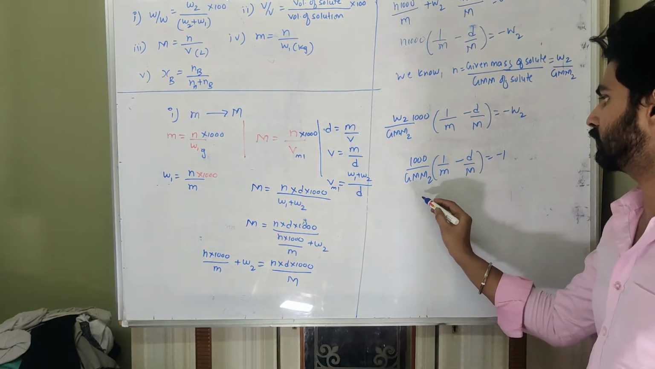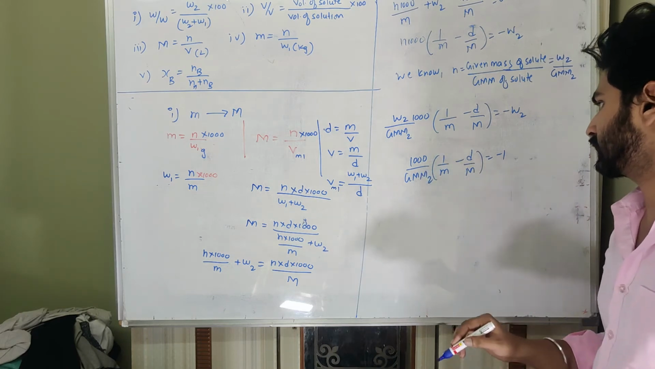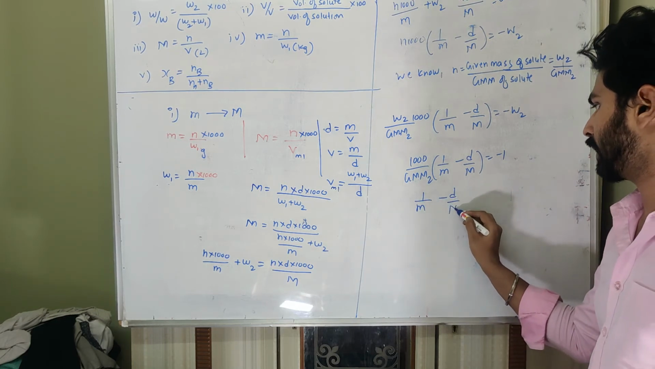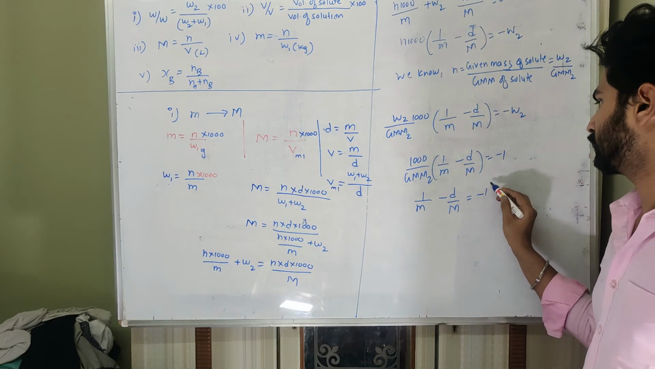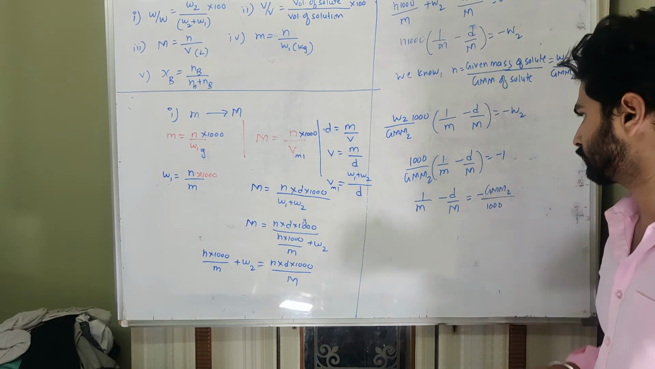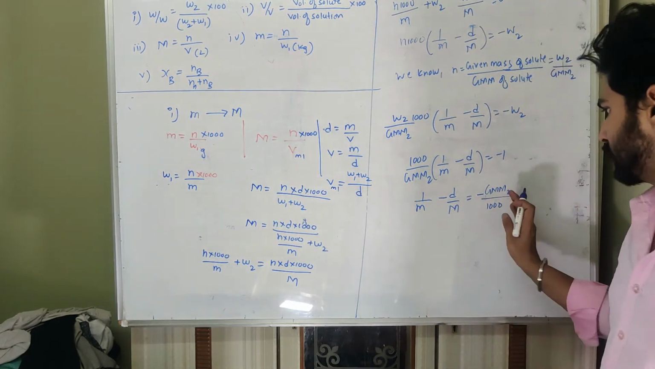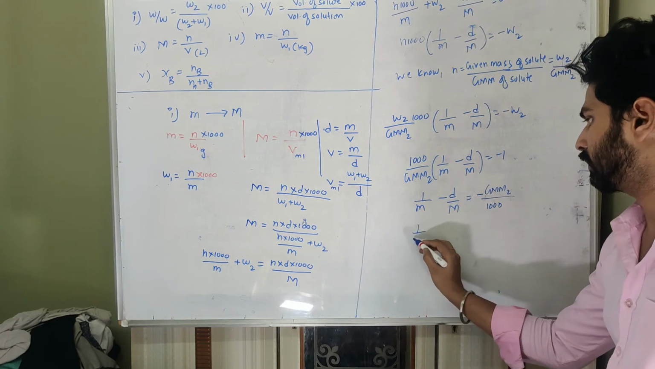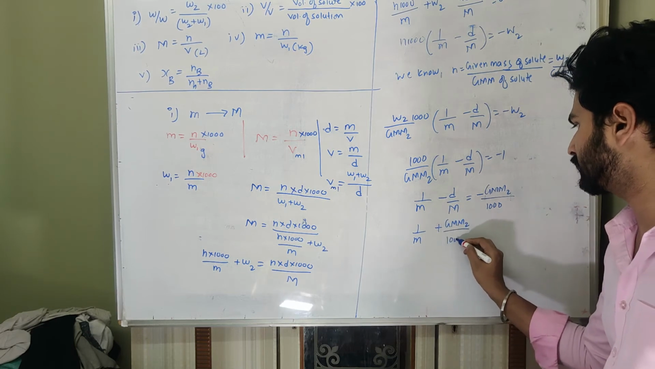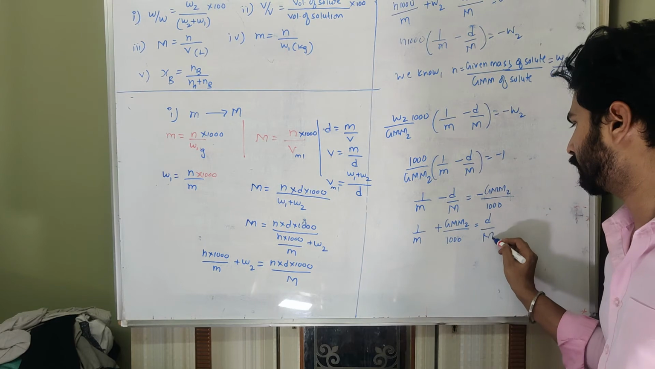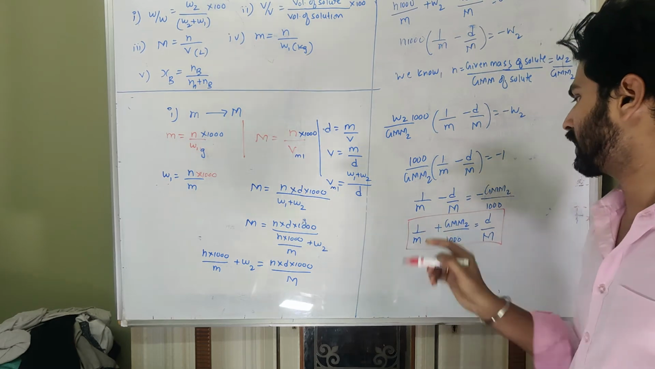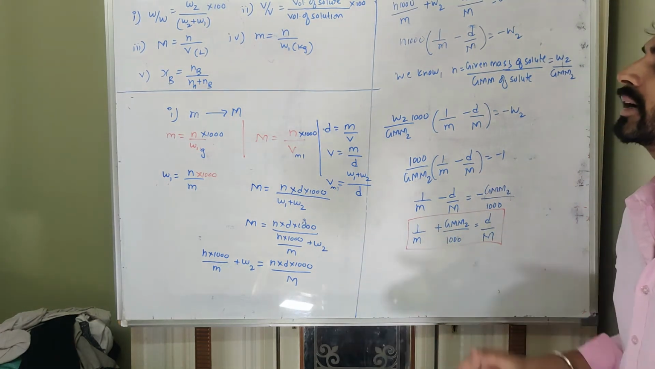So this will be, if I take this here, 1 upon M minus D upon capital letter M, then minus gram molecular mass of solute divided by 1000. This formula can be used if you want to take this here, then 1 upon M plus gram molecular mass of solute divided by 1000 is equal to D upon M. So this is the final formula we can remember whenever we are asked to calculate molarity to molality directly.